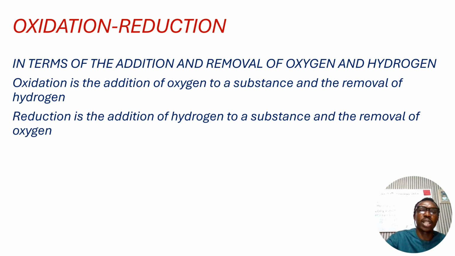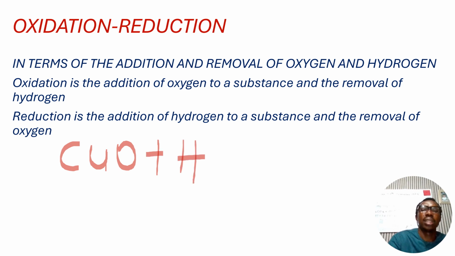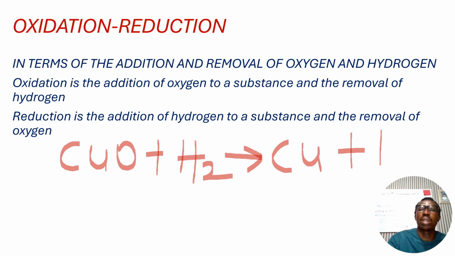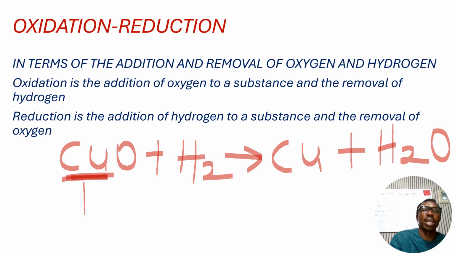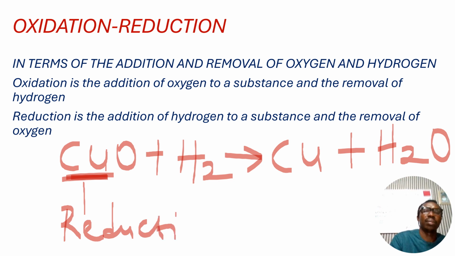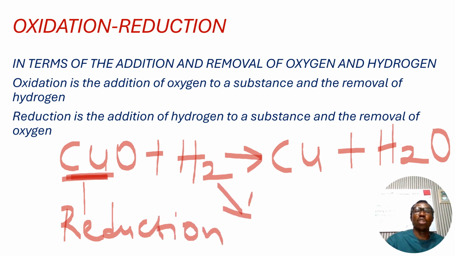So let's take, for example, copper oxide, which reacts with hydrogen to give you what? Copper plus water. If you look at what we have here, oxygen is removed from what? Copper 2 oxide. So copper 2 oxide undergoes reduction. But oxygen is added to hydrogen. So hydrogen undergoes what? Oxidation.